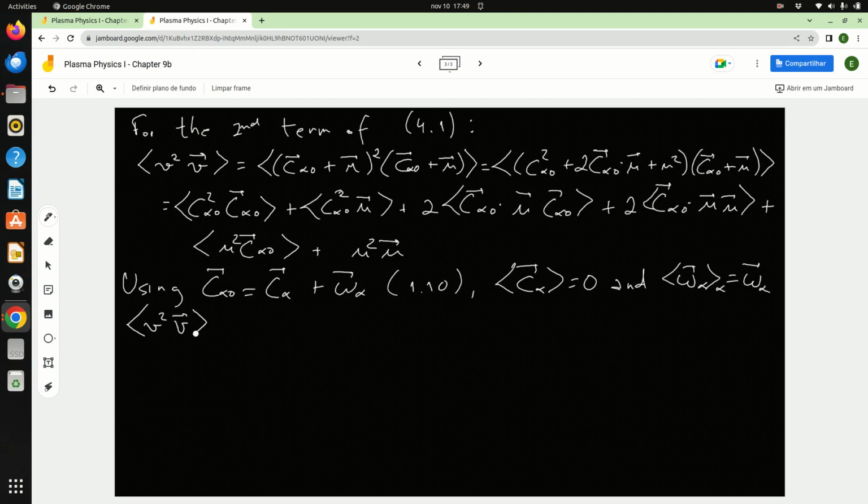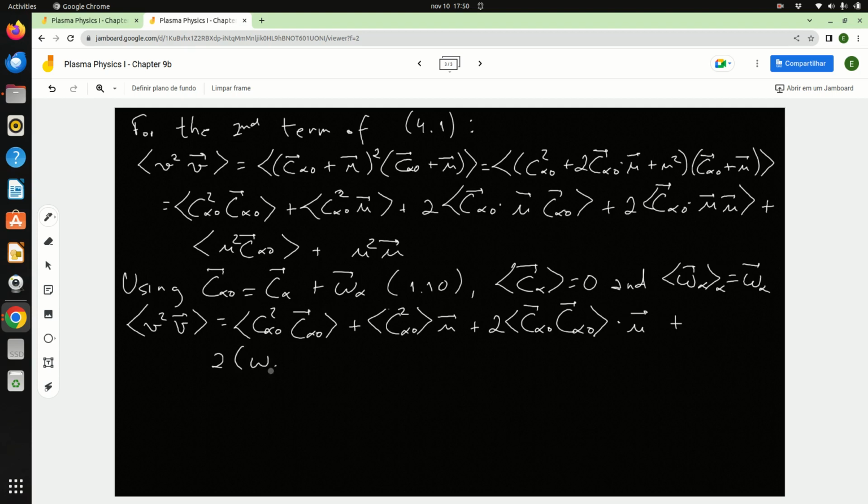V is equal to C square plus C this square U plus 2 C alpha 0 C alpha 0 dot U plus 2 omega alpha dot U plus U square omega alpha plus U square U. This is 4.3.